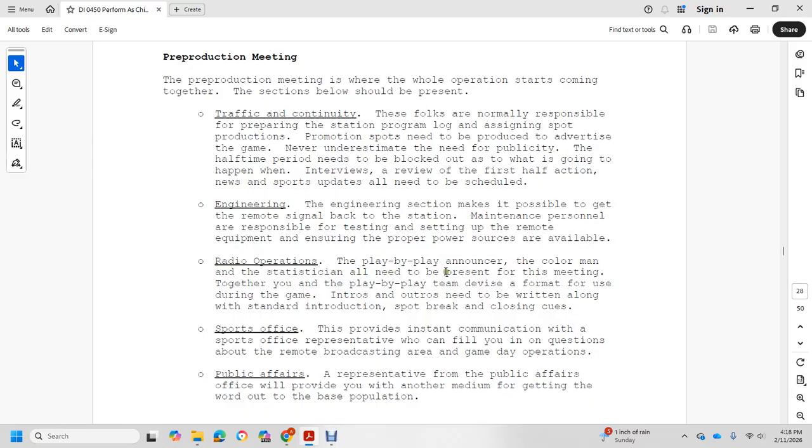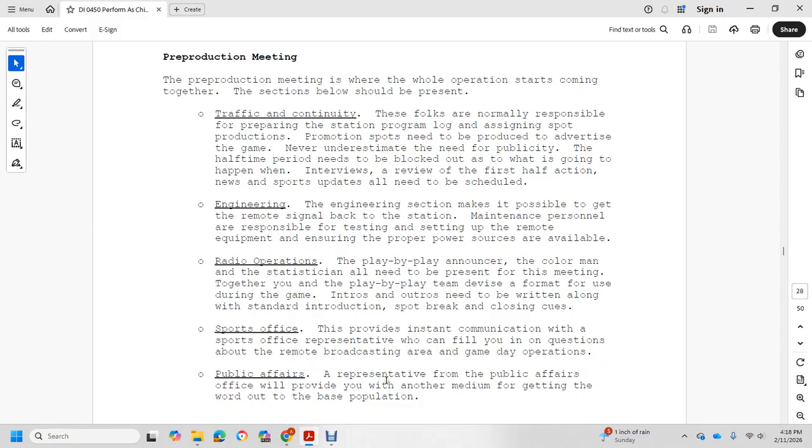The play-by-play announcer and the color man go over statistics and meet together, and the play-by-play team devises a format for you to follow during the game. Intros and outros need to be written, along with the introduction, break, and closing cues. The sports officer provides instant communication with a sports representative who can fill you in on questions about the remote broadcasting area and game day operation.